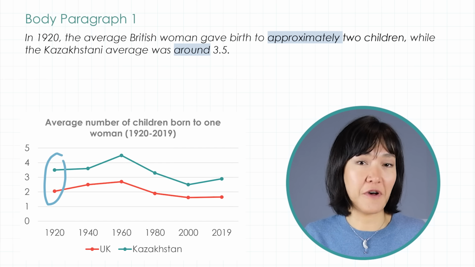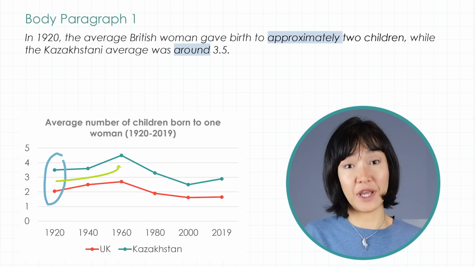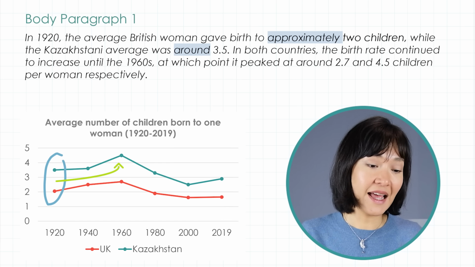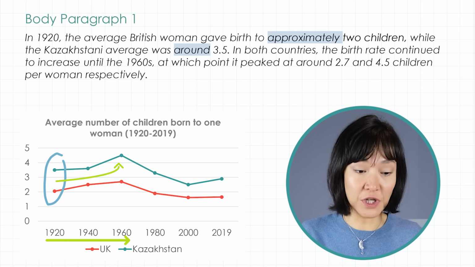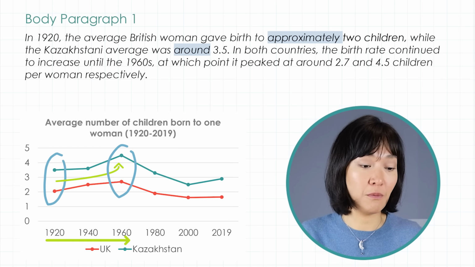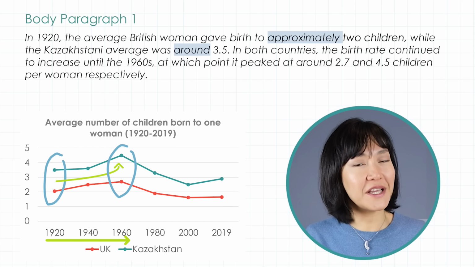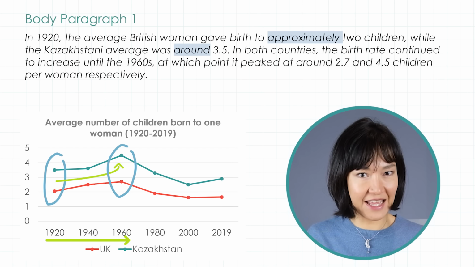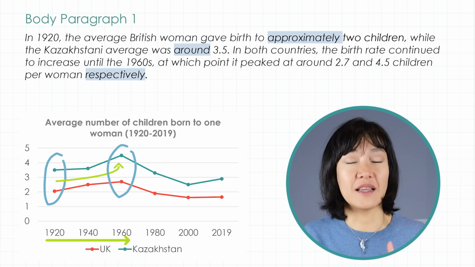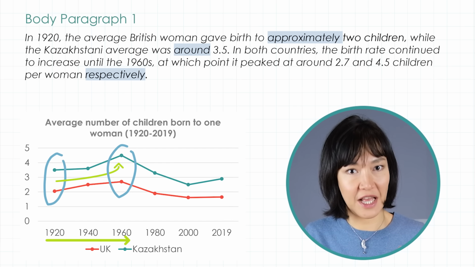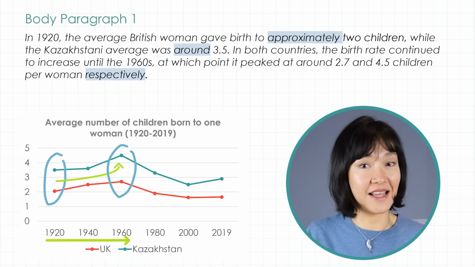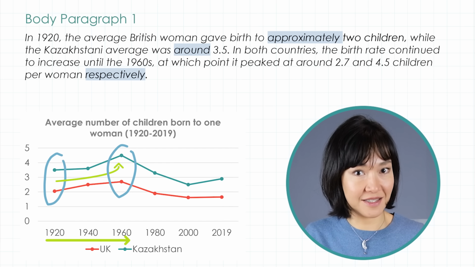Now let's describe the first part of our trend, numbers going up. In both countries, the birth rate continued to increase until the 1960s, at which point it peaked at around 2.7 and 4.5 children per woman, respectively. So we're not reporting every number, just the key features we've selected before. And the word respectively is great. It means that the numbers are mentioned in the same order as before. So in the first sentence, we talked about the UK first and then Kazakhstan. So our numbers are in the same order.